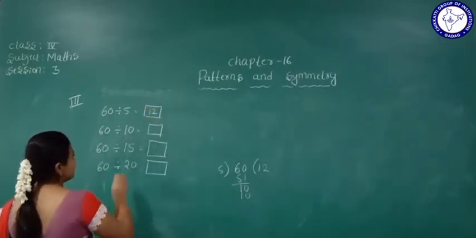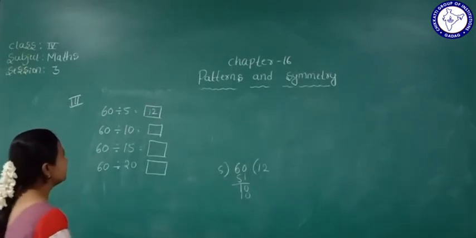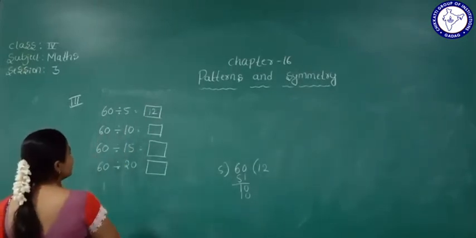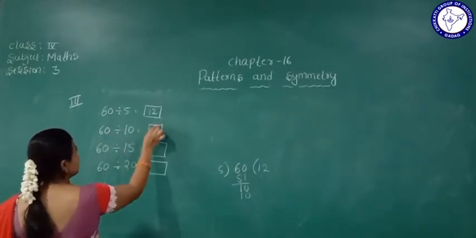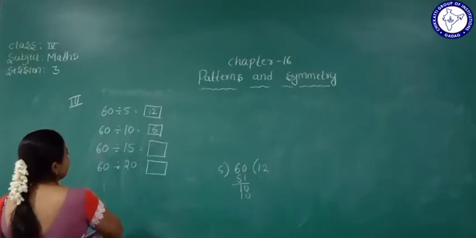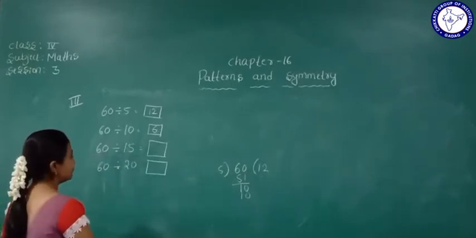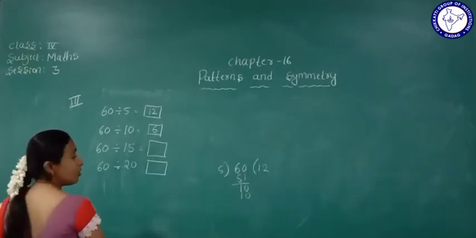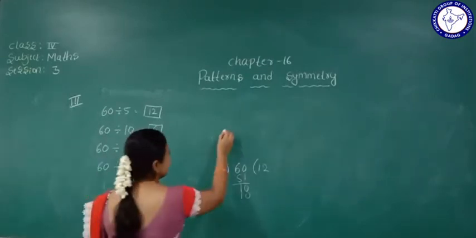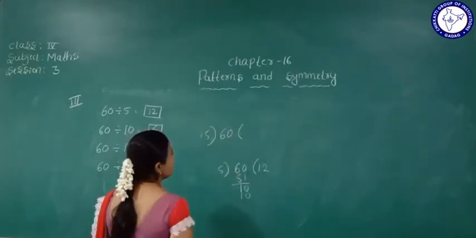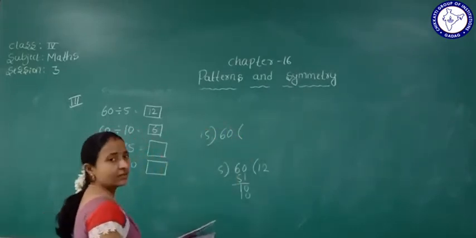Yes, here we can see 5 12s are 60. Here they have given 10, how much are 60? 10 6s are 60. So here 15 and 60 is there. So 15 how much are 60? So we can write here 60 by 15. So 15 will come in 60.